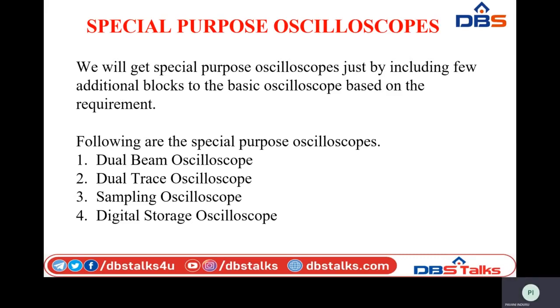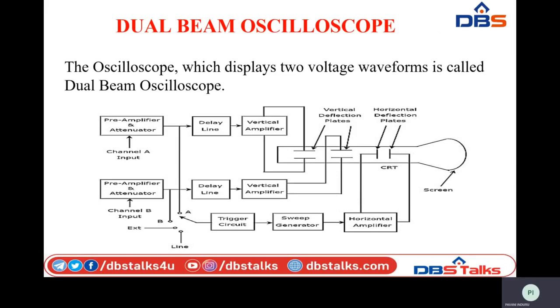Special purpose oscilloscopes are classified into four main categories: dual beam oscilloscope, dual trace oscilloscope, sampling oscilloscope, and digital storage oscilloscope. So first we are going to discuss what is a dual beam oscilloscope. This is the block diagram of a dual beam oscilloscope.